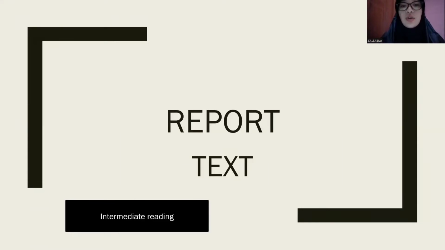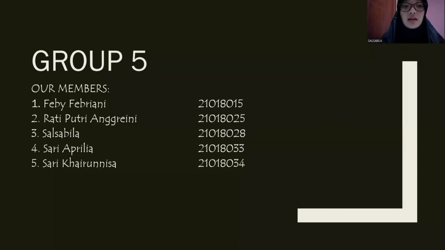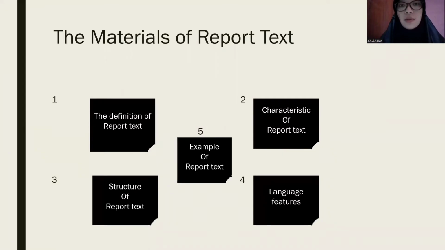Today, we are going to explain about report text. Before we start, let me introduce our members. First is Feby Febriani. Second, Rati Putri Anggreani. Third, Salsabila. Fourth, Sari Aprilia. And fifth, Sari Khairunnisa. The materials of report text will be explained about the definition of report text. Second, characteristics of report text. Third, structure of report text. Fourth, language features. And the last is example of report text.